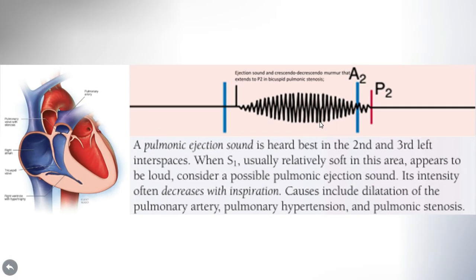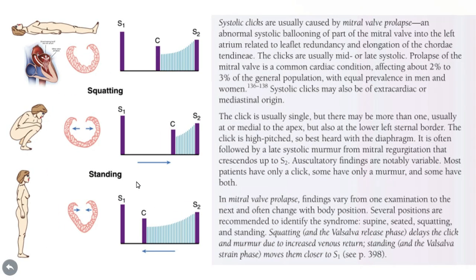And for a patient with a pulmonic ejection sound, this is heard at the second, third left intercostal space, and usually extends up to the murmur, extends up to P2, but same thing. So there is a pulmonic ejection sound in a patient with pulmonary stenosis or a patient with pulmonary hypertension.